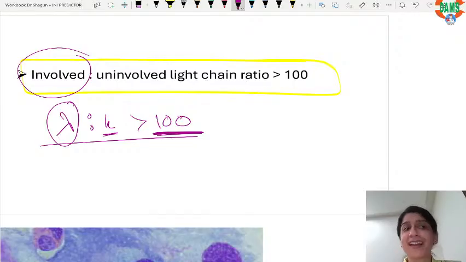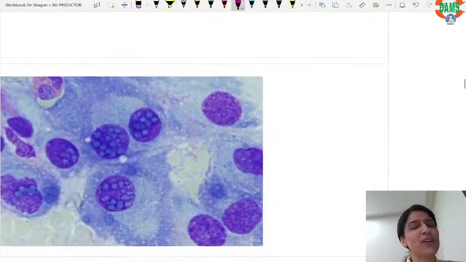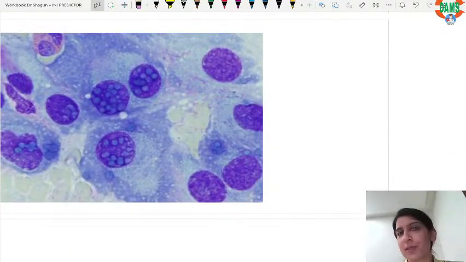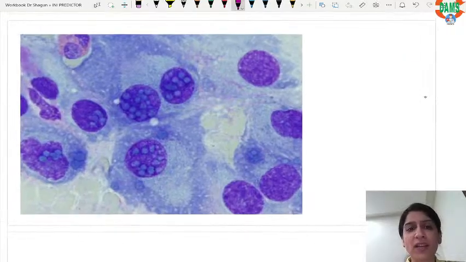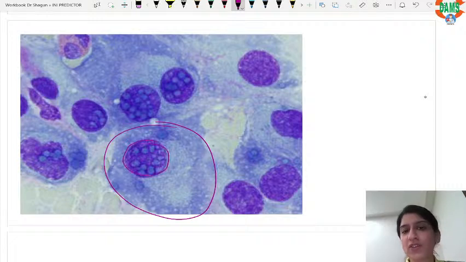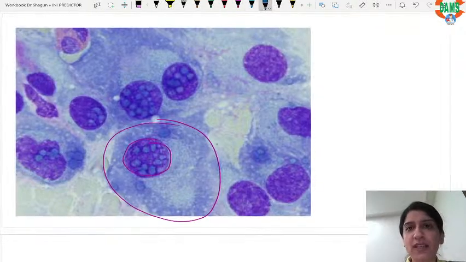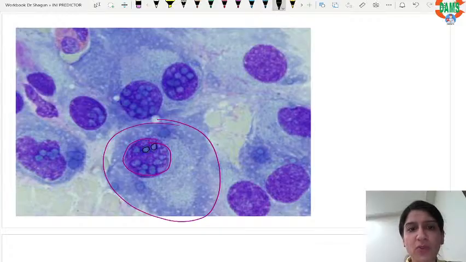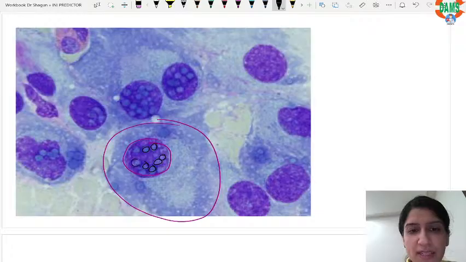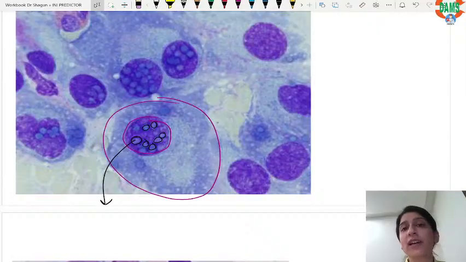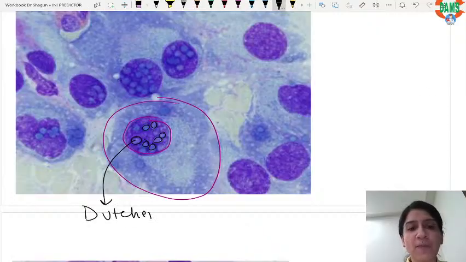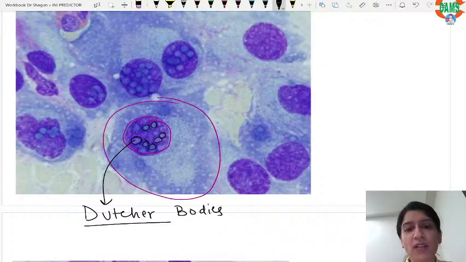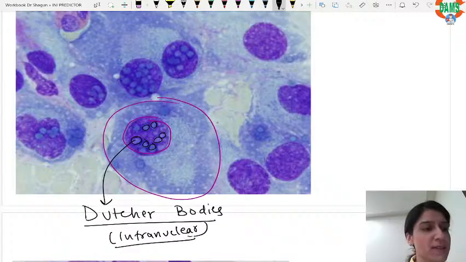But फिर वही बात, again, I am not going to leave you in the middle because I want to cover every important thing that you need to know from multiple myeloma. So if I look at multiple myeloma, this is your plasma cell. This is your eccentric nucleus of the plasma cell. Can you see these things in the nucleus of the plasma cell? What are these? Yes. These are the intranuclear inclusions, which are called Dutcher bodies. Very important. What is the location? These are the intranuclear inclusions, Dutcher bodies.